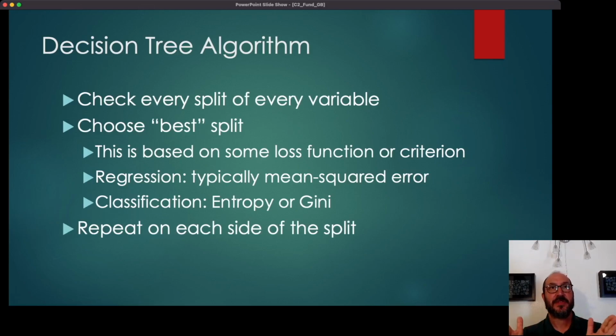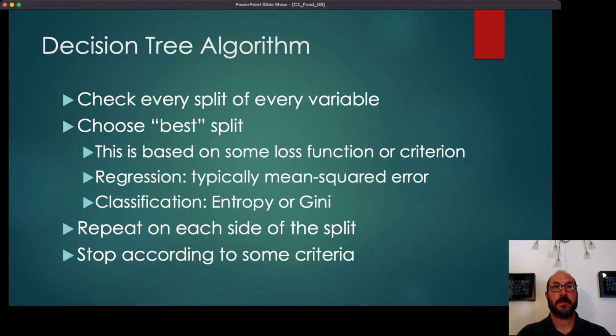So we check every split of every variable, choose the best split based on our criterion, and now we've got two separate data sets. We're going to repeat this process on each side of the data split. We're going to check every split of every variable for just this data subset and for just this data subset. And then we're going to stop according to some criteria. So we split, we have two different data sets, we find a split here, we find a split here, and we could conceivably keep going, but at some point we have to stop. So how are we going to stop?